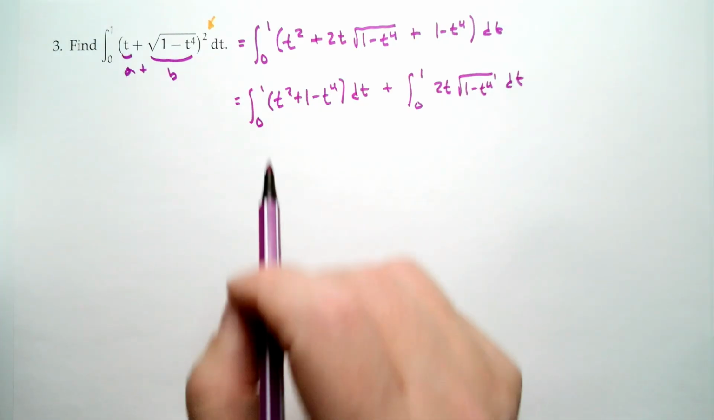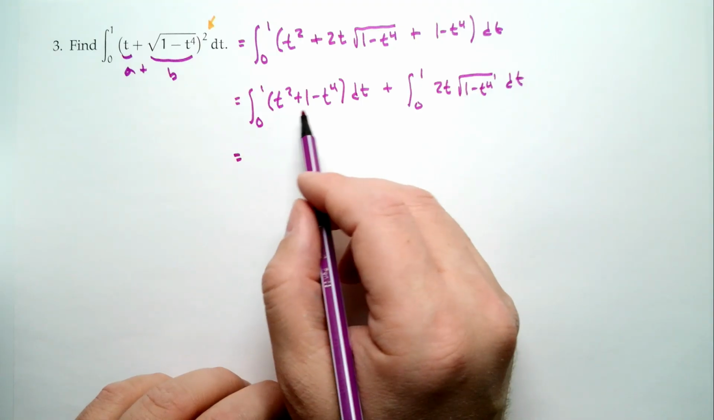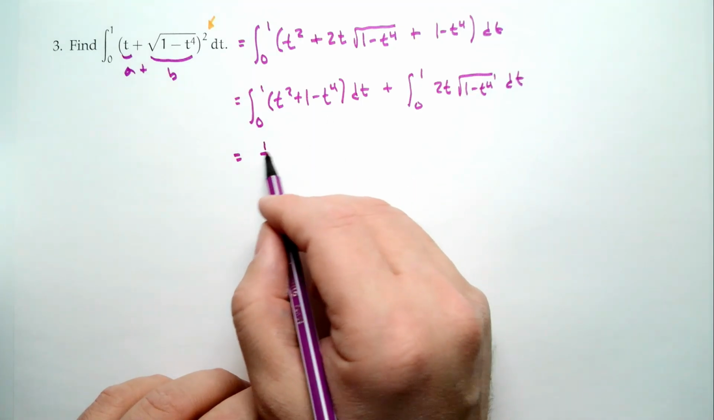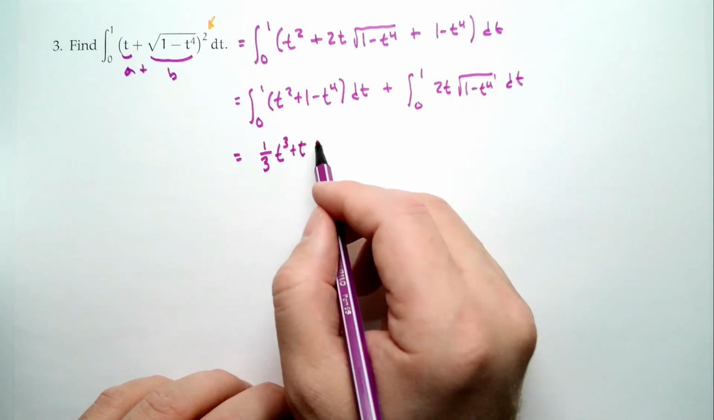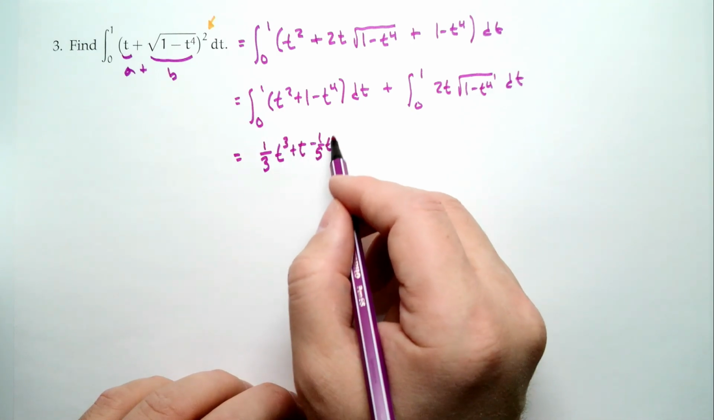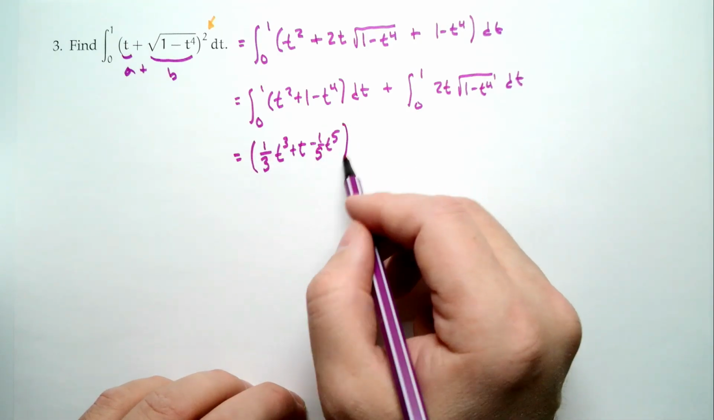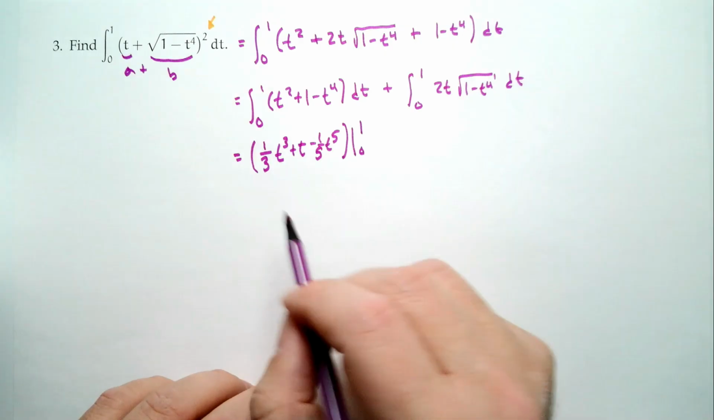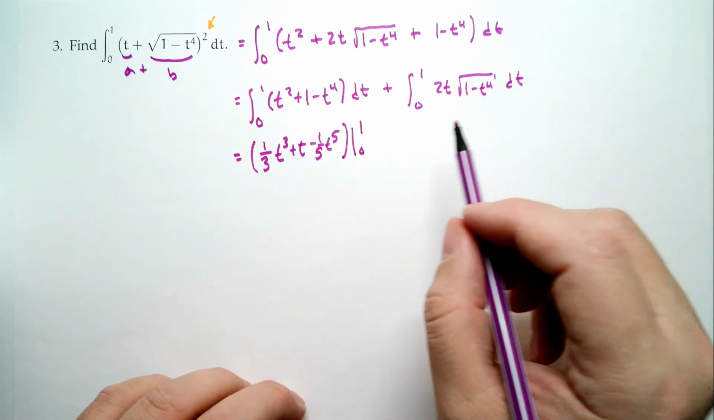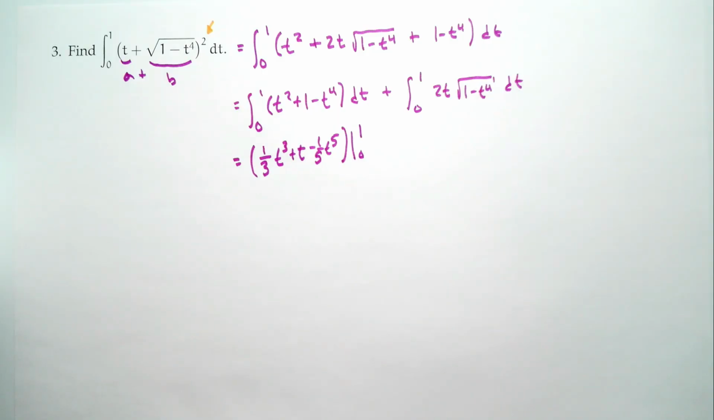All right, let's do the first piece. Integral of t squared plus 1 minus t to the 4th. It's 1/3 t cubed plus t minus 1/5 t to the 5th. So in other words, we're finding the antiderivative, and then we're going to evaluate from 0 to 1. All right, and we'll keep going in the next step. This other part, though, it's going to take us a moment to think about what to do here.